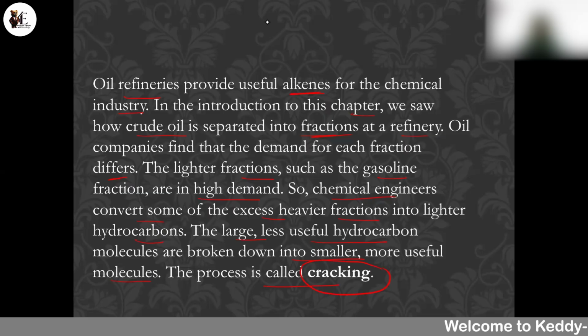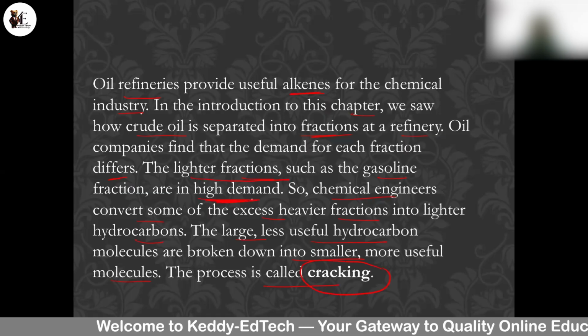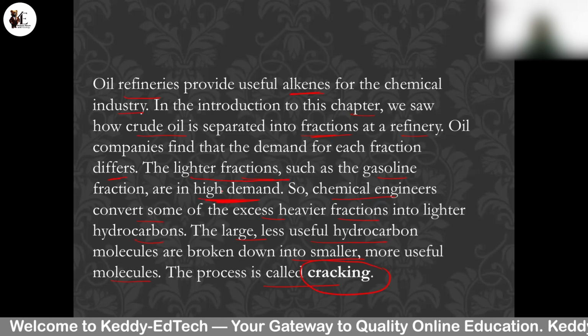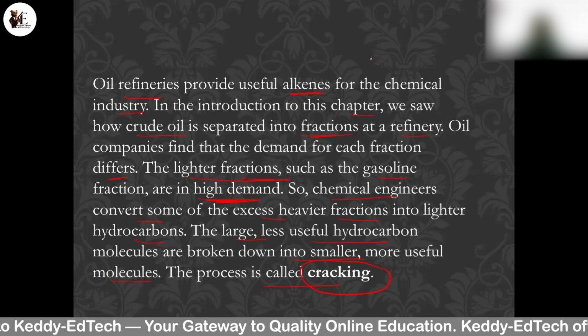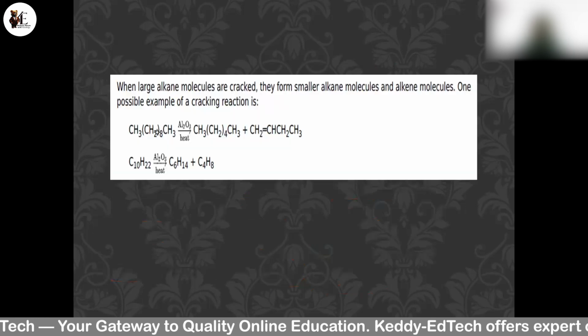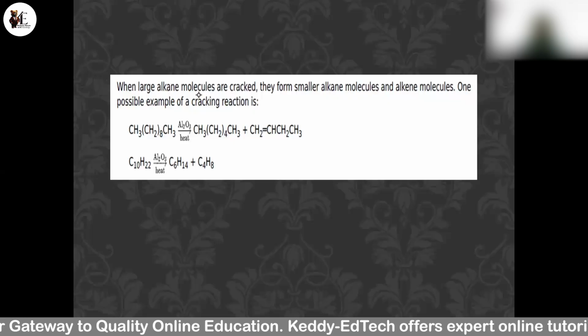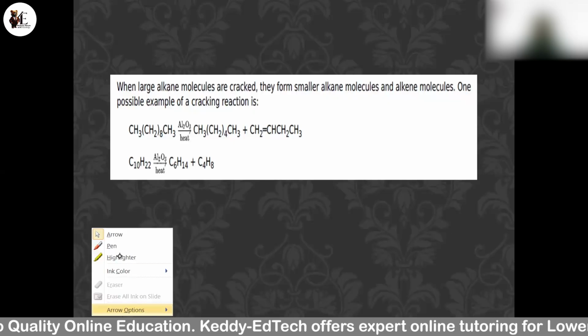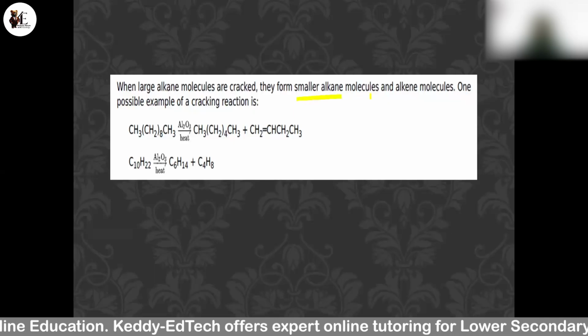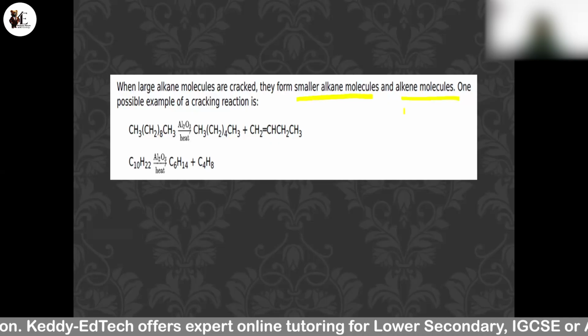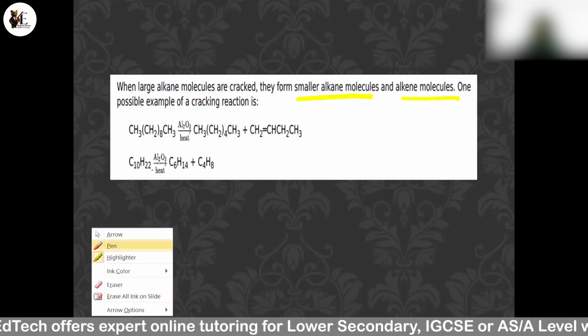Okay, why are we doing this? Why are we doing this cracking process? Because industries want lighter fractions. Lighter fractions are in high demand for the industries. So we have to convert the heavier fractions into lighter hydrocarbons. So this is the cracking process: when large alkane molecules are cracked, they form smaller alkane molecules and alkene molecules. An example of a cracking reaction is given.